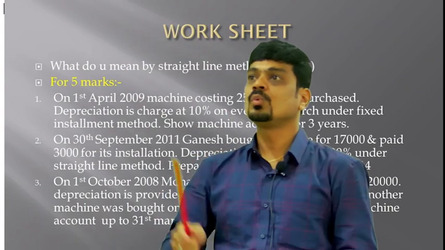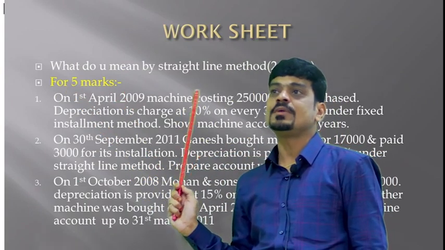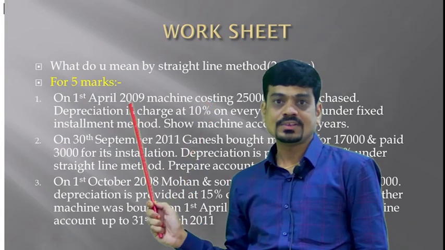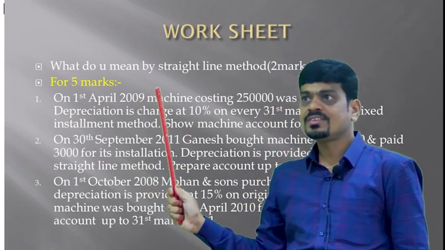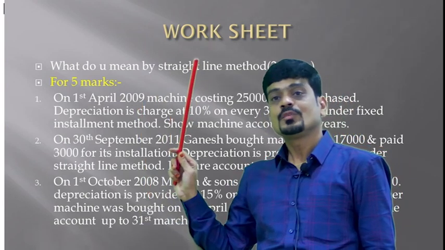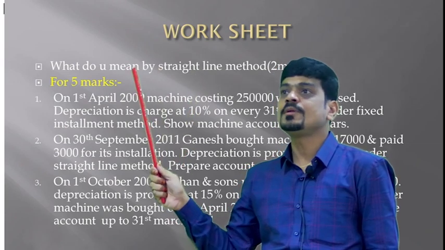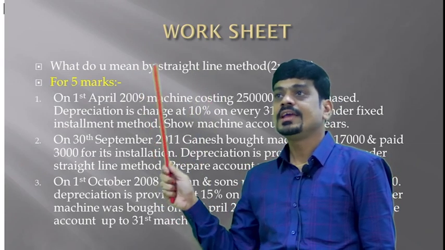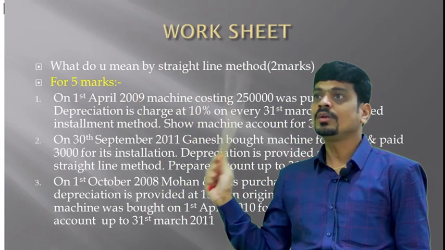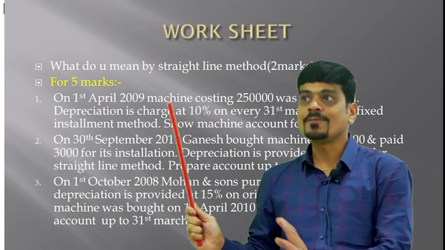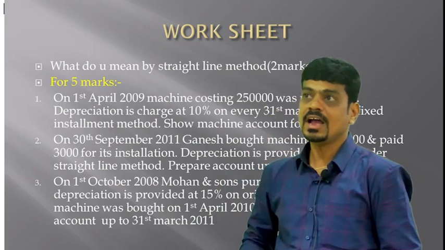For 2 marks, what can you expect? You can expect: what do you mean by straight line method? In the sense, you are asked to write the theory of the straight line method. The same question they can twist also. Instead of asking straight line method, the examiner may say original cost method, or fixed installment method. The answer will be the same. You all know. You have to review your slide and see the answer.